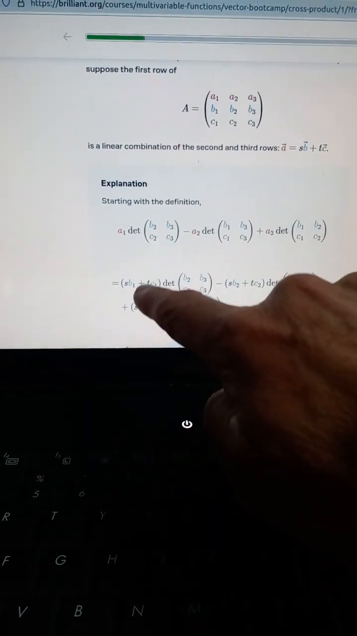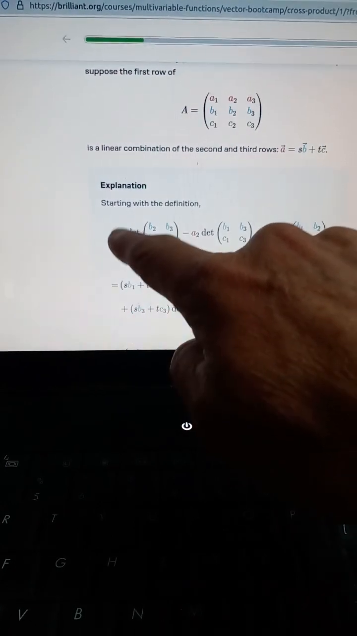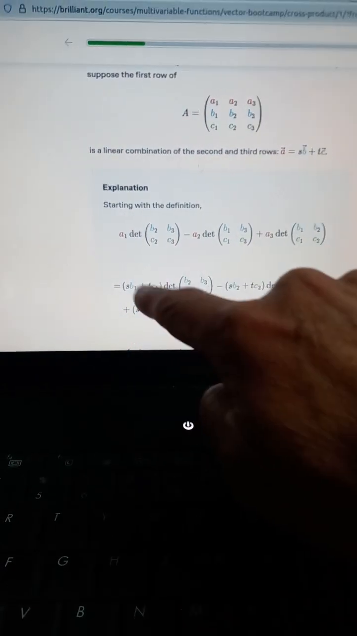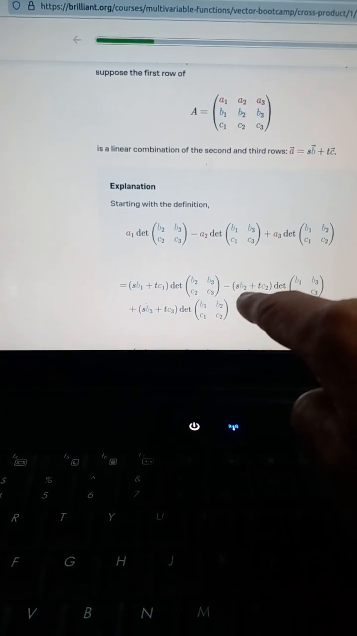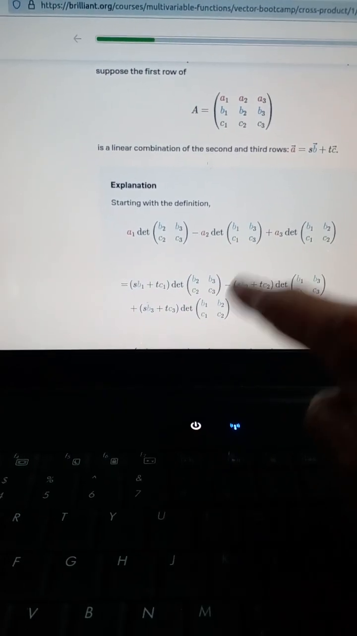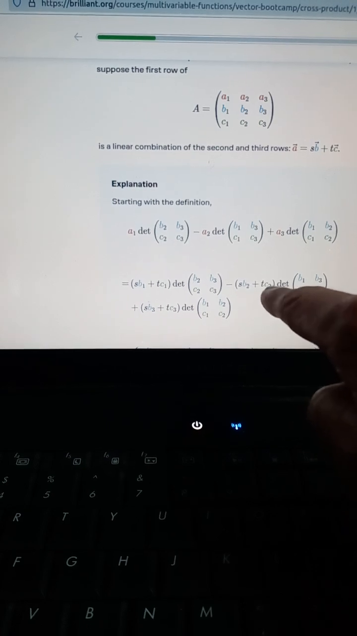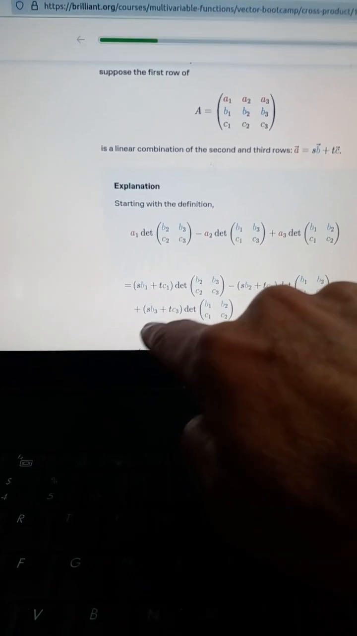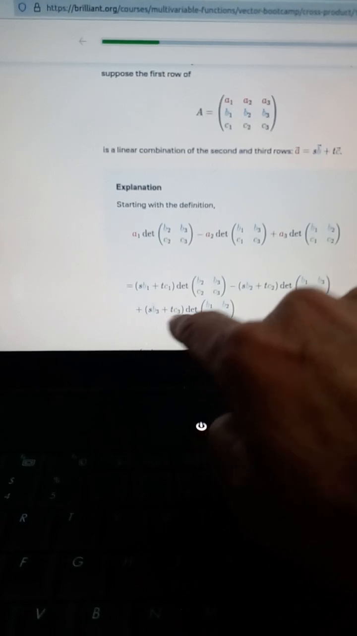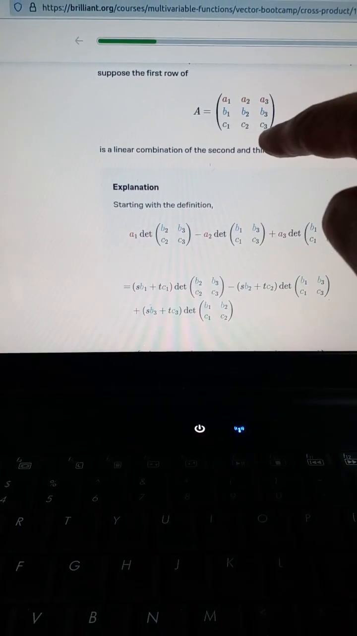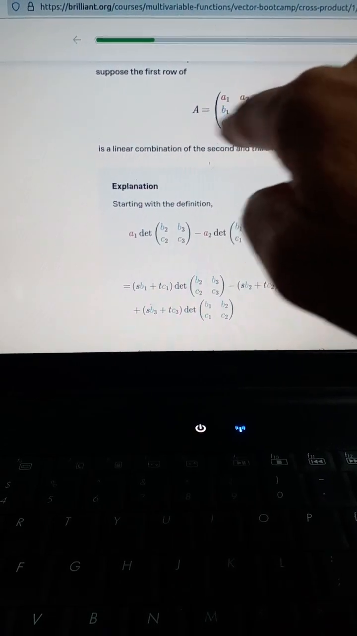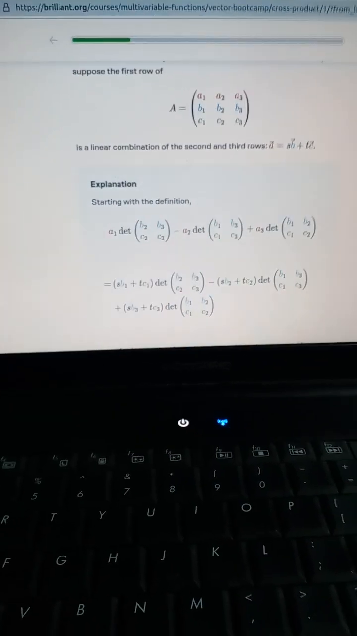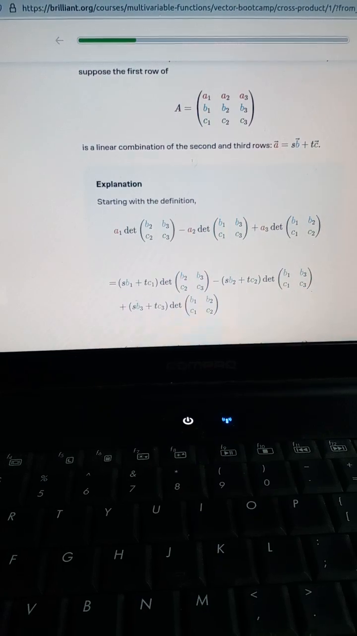And now you're rewriting A1 as a linear combination of B1 and C1, and A2 is the same linear combination of B2 and C2, and A3 is the same linear combination of B3 and C3. So the vector A is a linear combination of the vectors B and C. And this is their explanation.